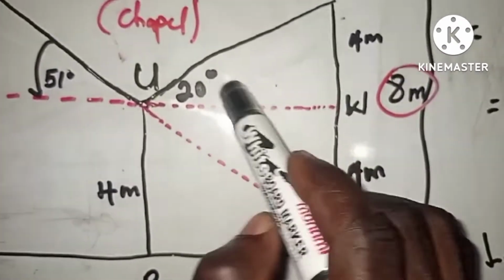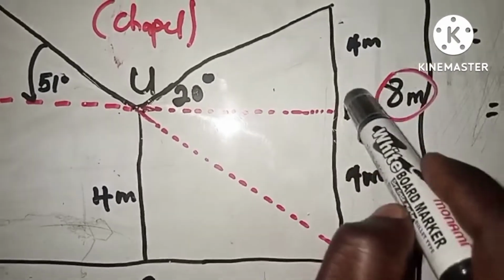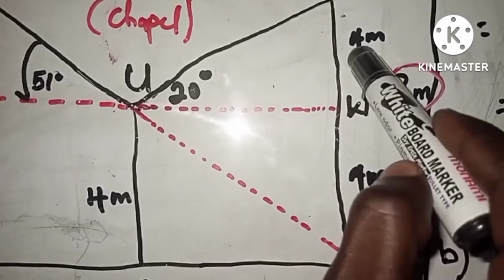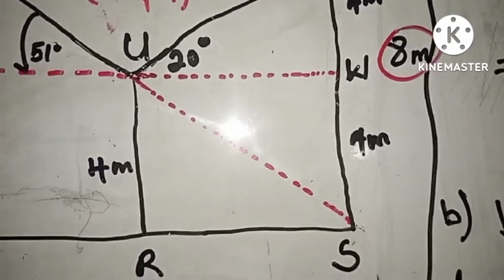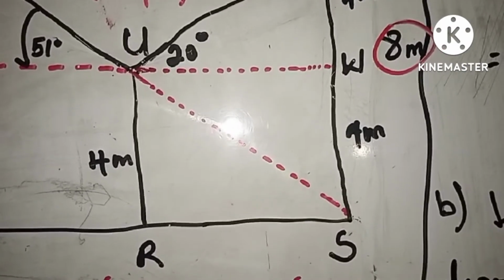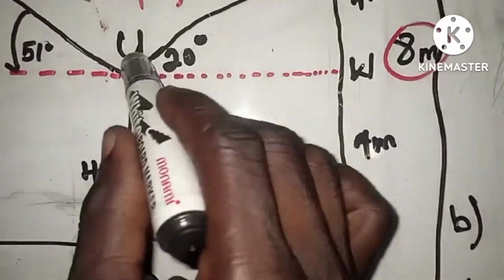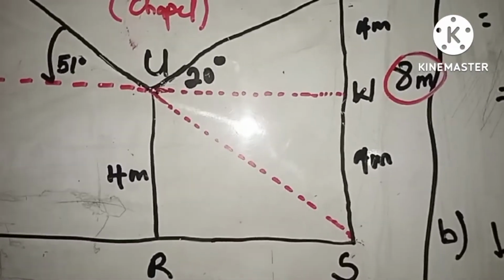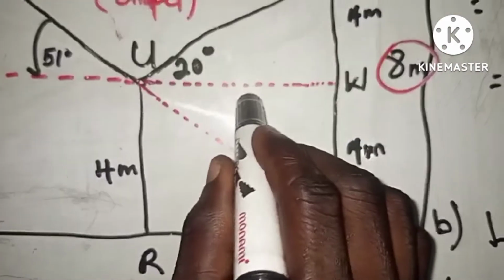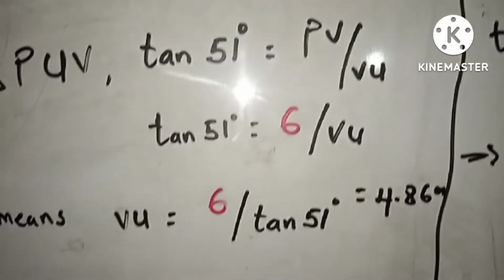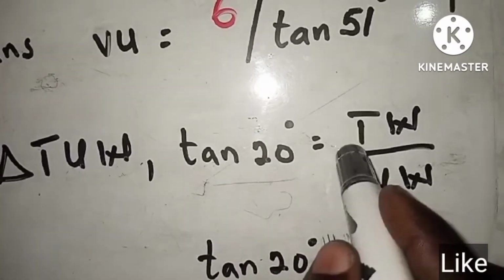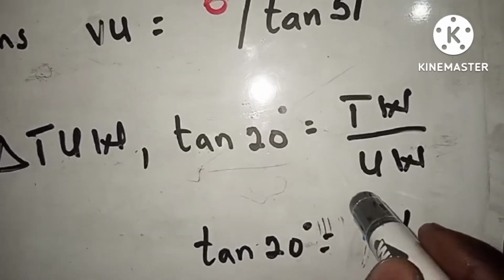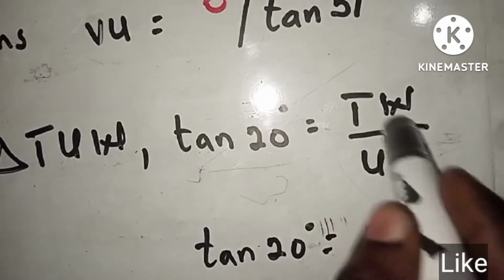So if you are here, you can see that this line from the park to the W will be your opposite, and this is the angle that we are having. And then here will be your adjacent. Is that okay? So that should be your adjacent, and then here will be the hypotenuse, as we all say in mathematics. So for us to determine here, the same scenario, you are going to have tan 20 equal to TW divided by UW. That is very, very simple.